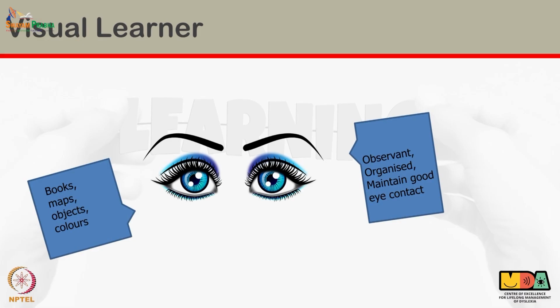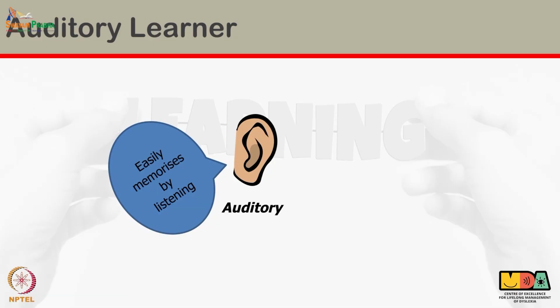A visual learner is one who receives most of his input through his or her eyes. The most effective form of input for these persons would be through books, newspapers, maps, objects, colors, etc. They are highly observant of people and surroundings. They are generally very organized and never fail to establish a good eye contact. An auditory learner is one who likes to talk, listen or sing songs. His most effective form of input would be through the auditory channels. They can easily memorize anything just by listening and hearing to it.